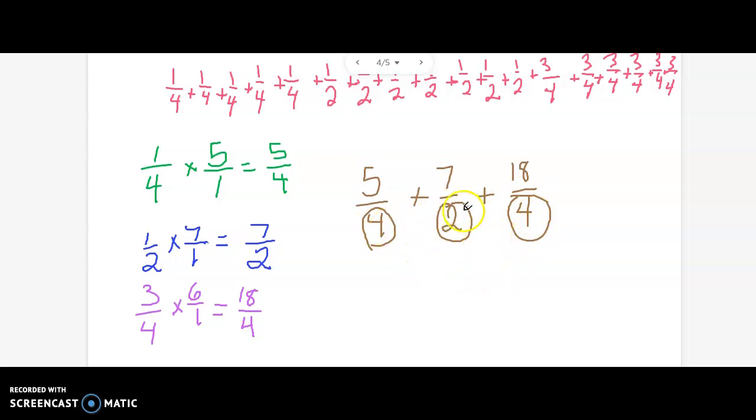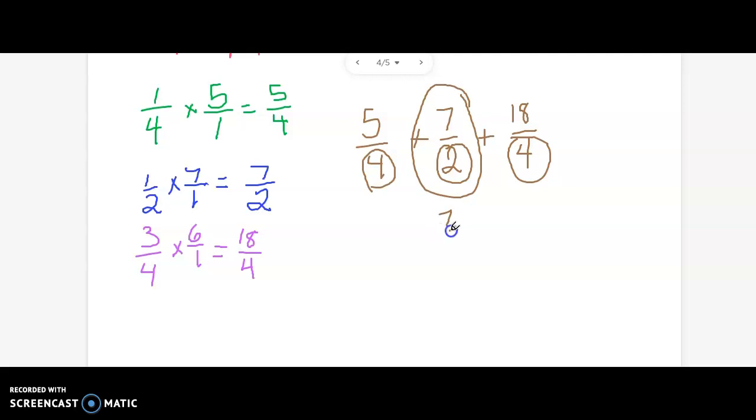I know that if I list the factors, 4 is a multiple of 2, right? So if I just change this one into an equivalent fraction, so that 7/2 is equivalent to something over 4, something over 4. And to get from 2 to 4, I multiply times 2, and whatever I do on the bottom, I have to do on the top, which makes that 14. Now I'm going to use this equivalent fraction instead of this one because they're equivalent. They have the same value.